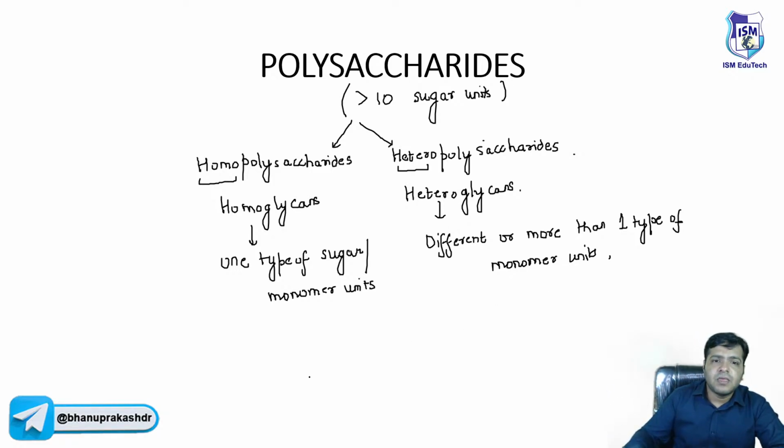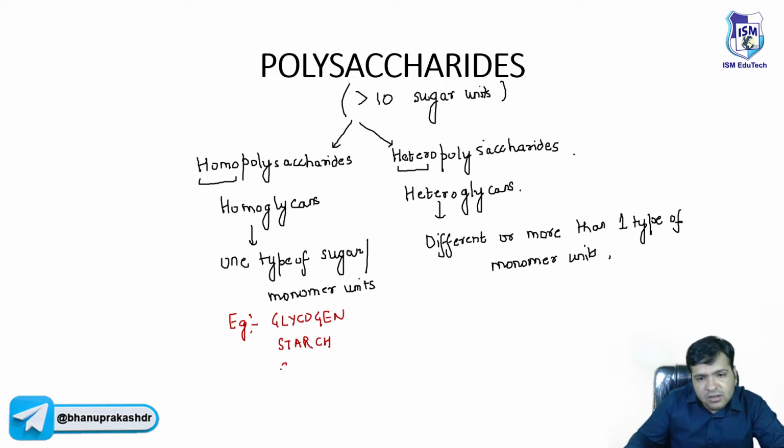So remember, beta, homopolysaccharides. We have to discuss the examples in detail. The very first one, beta, is glycogen. Then we have starch, then cellulose, inulin, and then we have chitin.